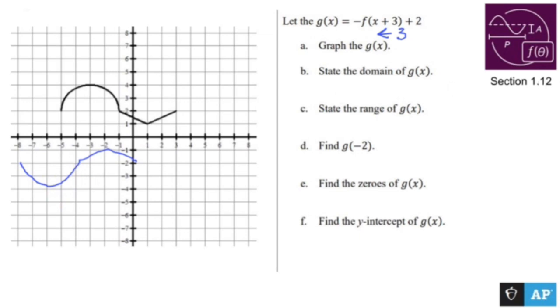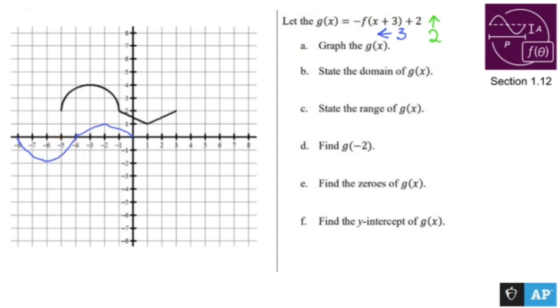The last thing that I see is this plus 2 hanging out at the end here. Plus 2 means you're going to go up 2. That is called a vertical translation of positive 2. So let me show that. Up 1, up 2, and that right there is what my final picture should look like.